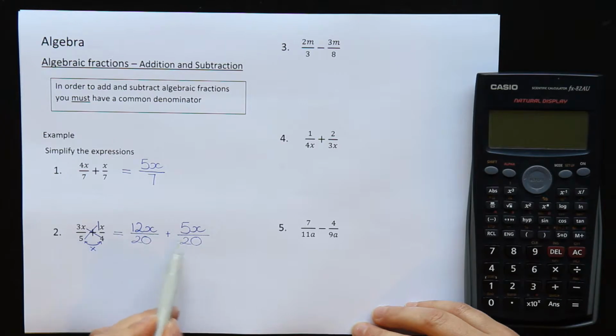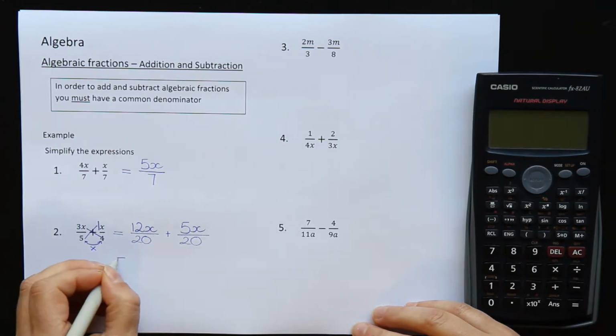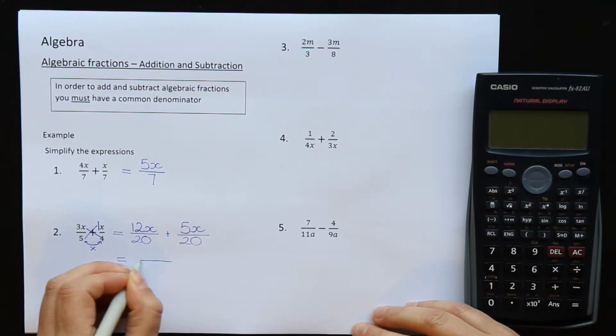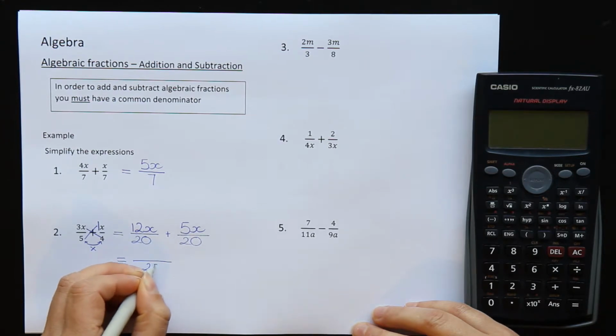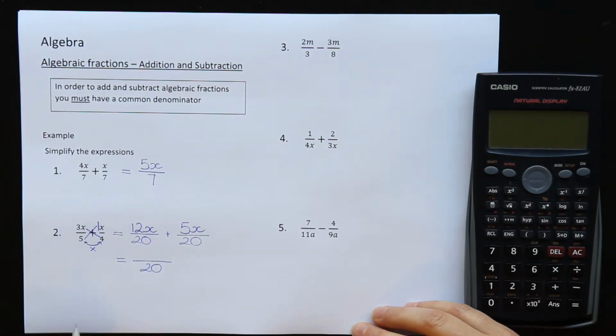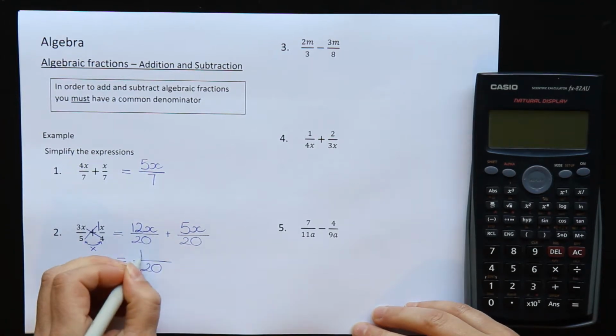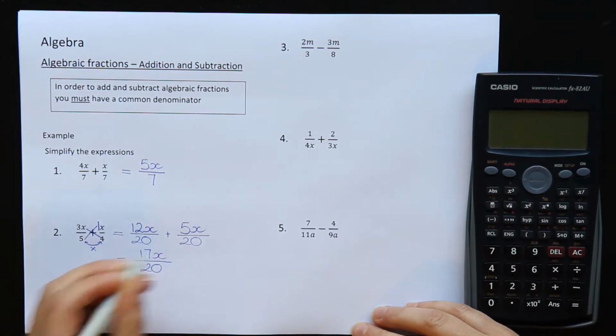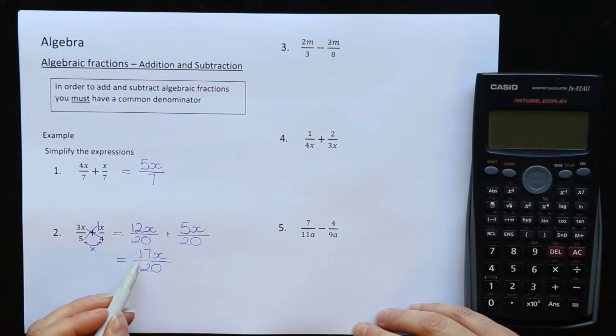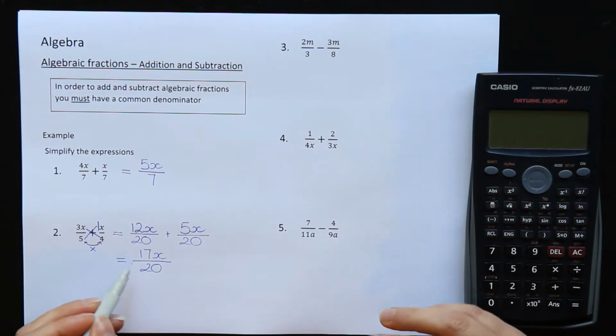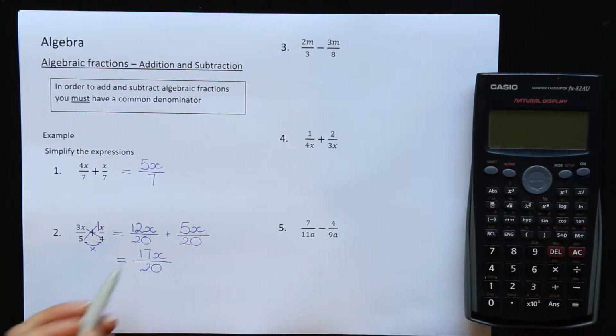Now that I have a common denominator, it's not going to change. So my answer is going to have 20 as the denominator. All I have to do now is add the numerators or the tops together. 12x plus 5x is 17x. Check to see, can I divide those by 2 or 3 or something to make them smaller? No, not going to happen, so that is the final answer.